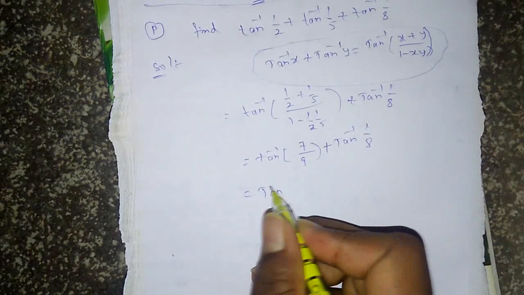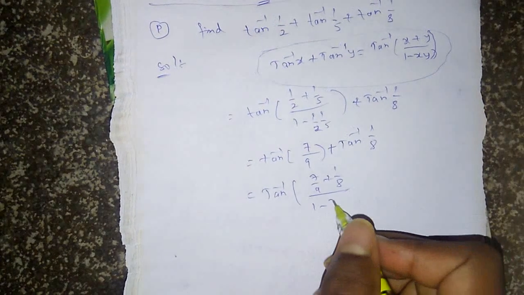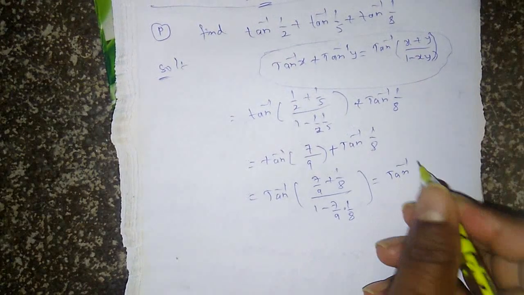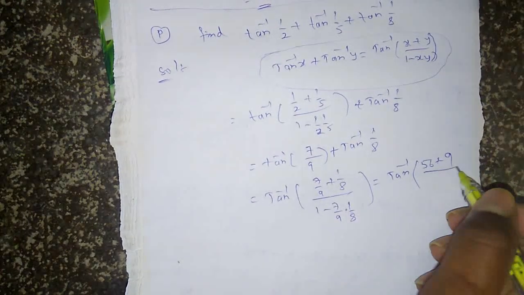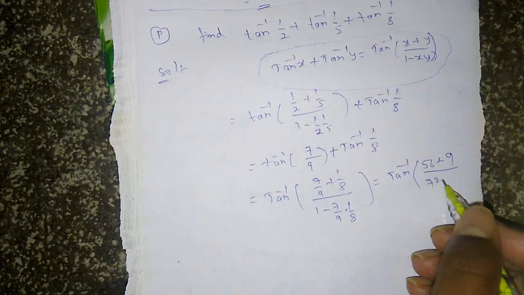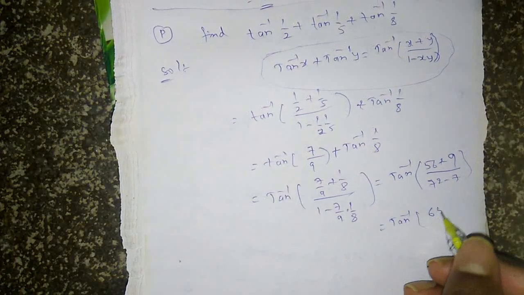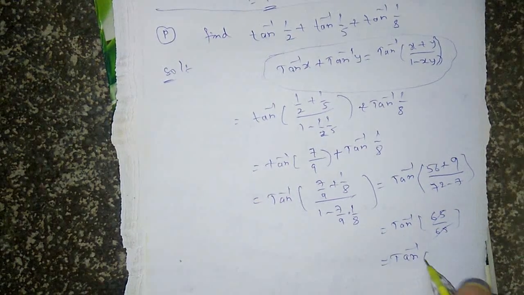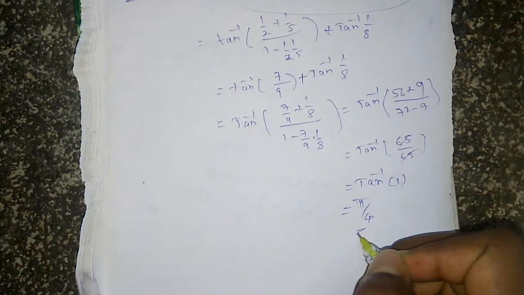This is equal to tan inverse, again apply the formula, 7 by 9 plus 1 by 8 by 1 minus 7 by 9 into 1 by 8. This is equal to tan inverse, you can take LCM, 7 into 8 is 56 plus 9 into 1 is 9 divided by 72 minus 7, that is tan inverse of 65 by 65, 65 65 gets cancelled, that is equal to tan inverse of 1. Tan inverse of 1 means its value is pi by 4.